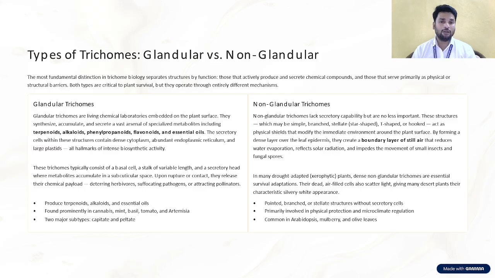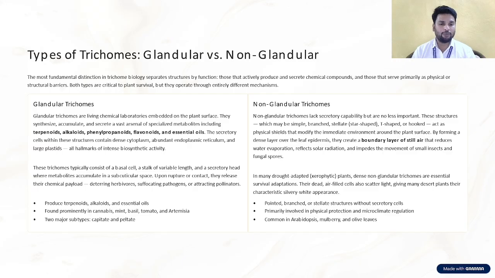So that's why not only the glandular trichome is important, but the non-glandular trichomes also play an important role in protection from different microbes, from solar radiation, etc. In many drought-adapted xerophytic plants like cacti, dense non-glandular trichomes are essential for survival adaptation. Their dead, air-filled cells also scatter light, giving many desert plants their characteristic silvery-white appearance.